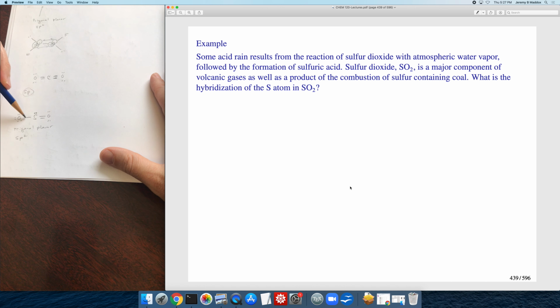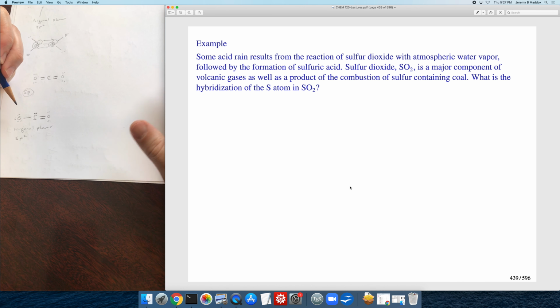So this sigma bond involves an sp2 hybrid on the sulfur. The lone pair occupies an sp2 hybrid on sulfur. The first bond here within this double bond involves the third sp2 hybrid on sulfur, and then that remaining bond here in the double bond would involve an unhybridized p orbital on sulfur and then a p orbital on the oxygen.